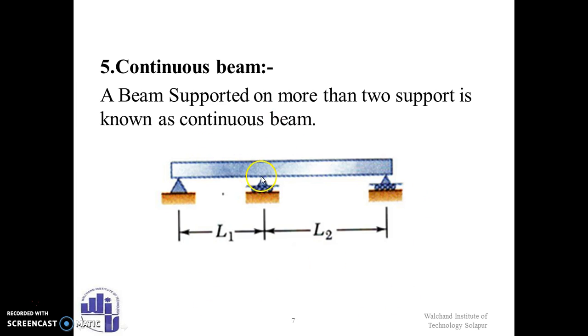Next one, continuous beam. In a continuous beam, more than two supports are present. See here, this is one support, another support is present here, and another one here. So the number of spans is also more. A beam supported on more than two supports is known as a continuous beam. Now here a two span continuous beam is present. If we attach another support here, a three span continuous beam is there. So when more than two supports are present, we call it a continuous beam.